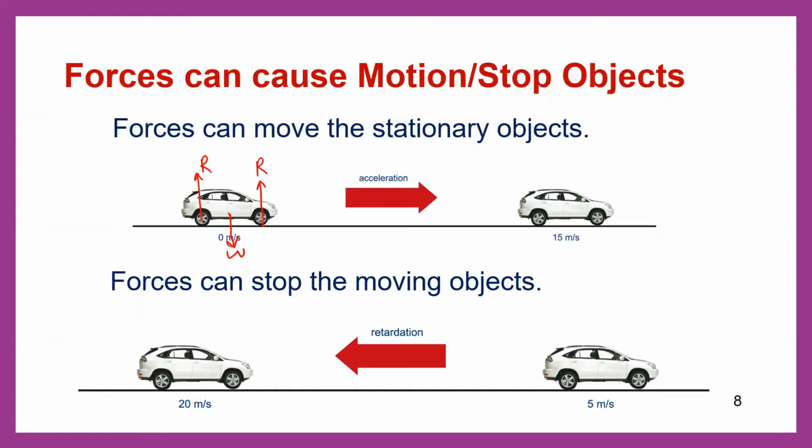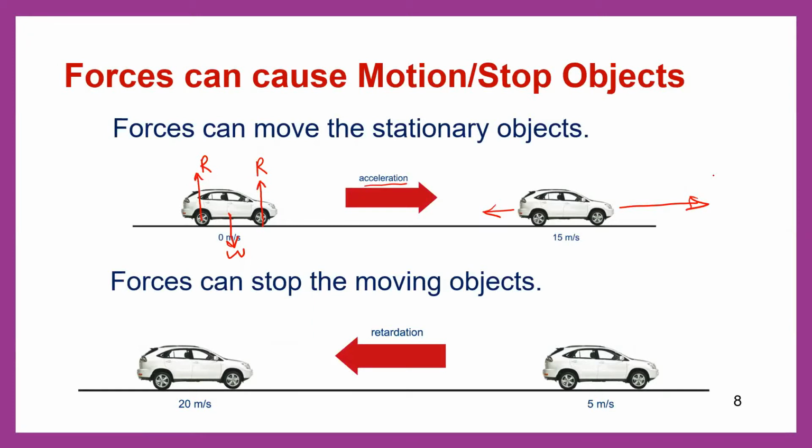If the same car starts accelerating, that means the force of the engine is greater than force of friction backward. So the car is accelerating. The size of the arrow shows the magnitude of the force. So the forward force is more. So in this case, the car is accelerating.